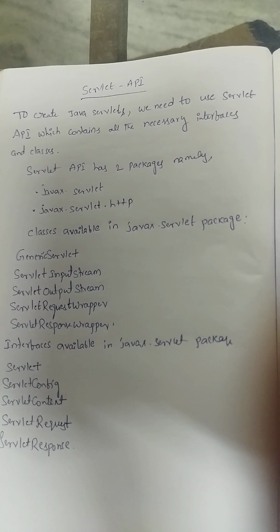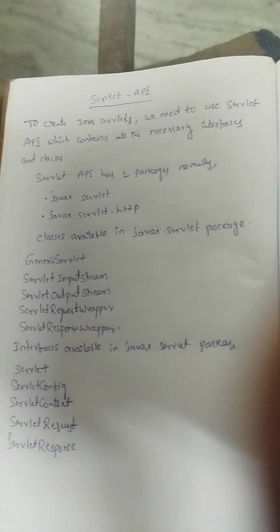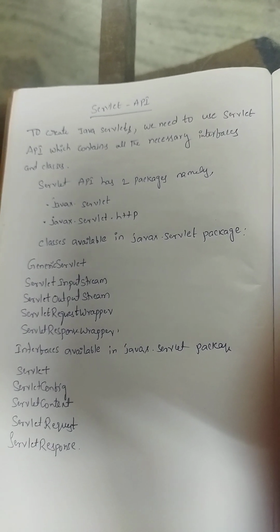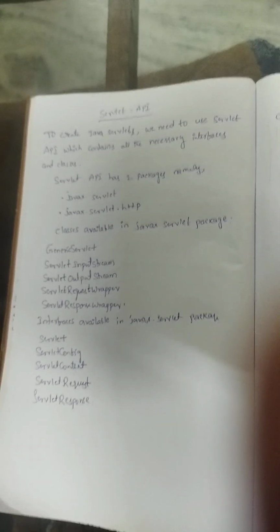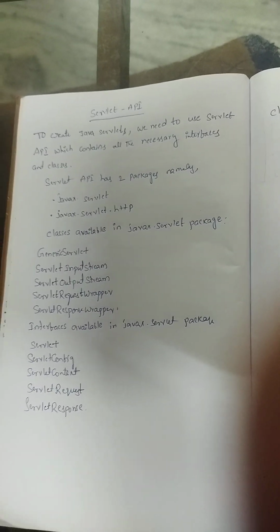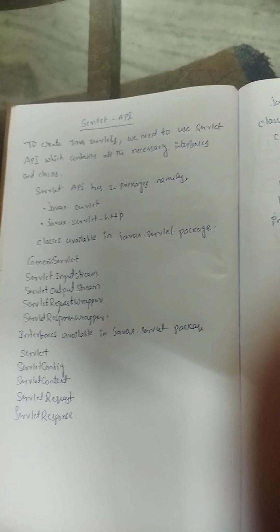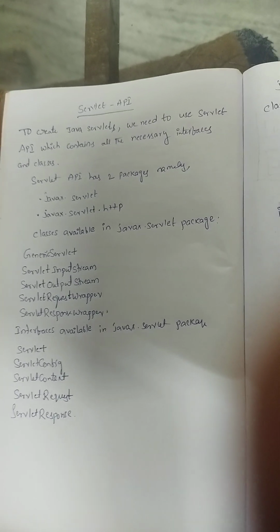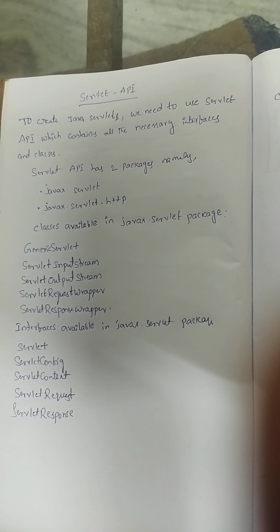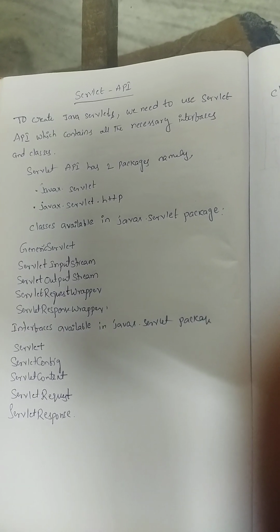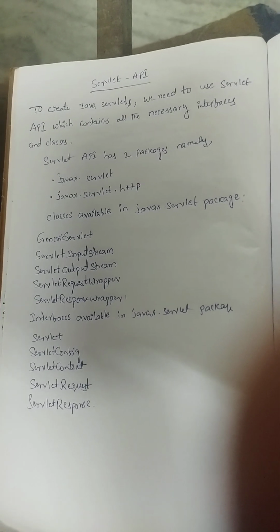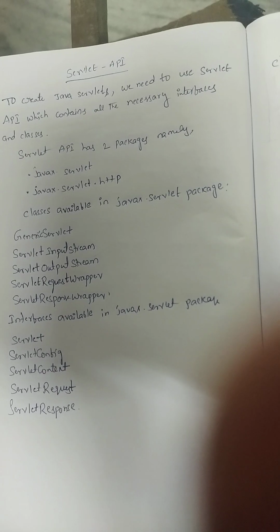We need to use the Servlet API, which contains all the necessary interfaces and classes. Servlet API has two packages, namely javax.servlet and javax.servlet.http. The first one is javax.servlet. This package provides a number of interfaces and classes to support generic servlet, which is protocol independent. These interfaces and classes describe and define the contracts between the servlet class and the runtime environment provided by the servlet container. So what are the classes available under javax.servlet package?